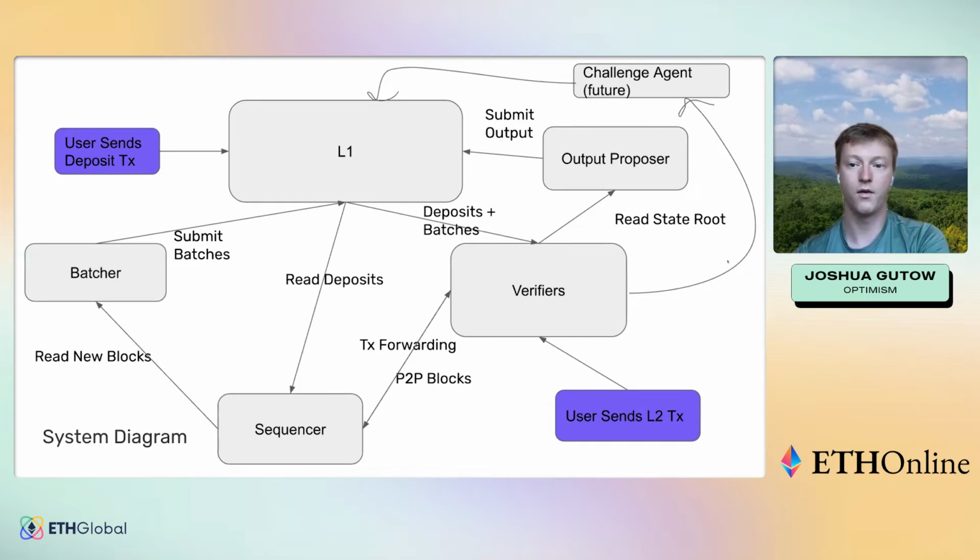And then when you're doing output proposals, the output proposer reads the state root from the verifier and just submits it to L1. That's the OP proposer. The challenge agent would then use the verifier, again looking at the state root and comparing it against what got submitted on L1. So it's reading between the verifier and L1. And those are, again, all the system actors and how they interact.